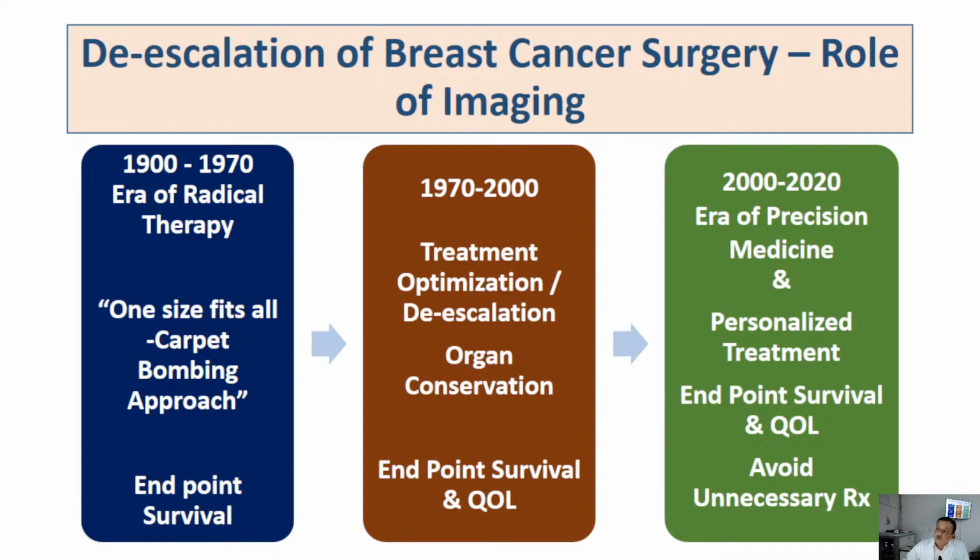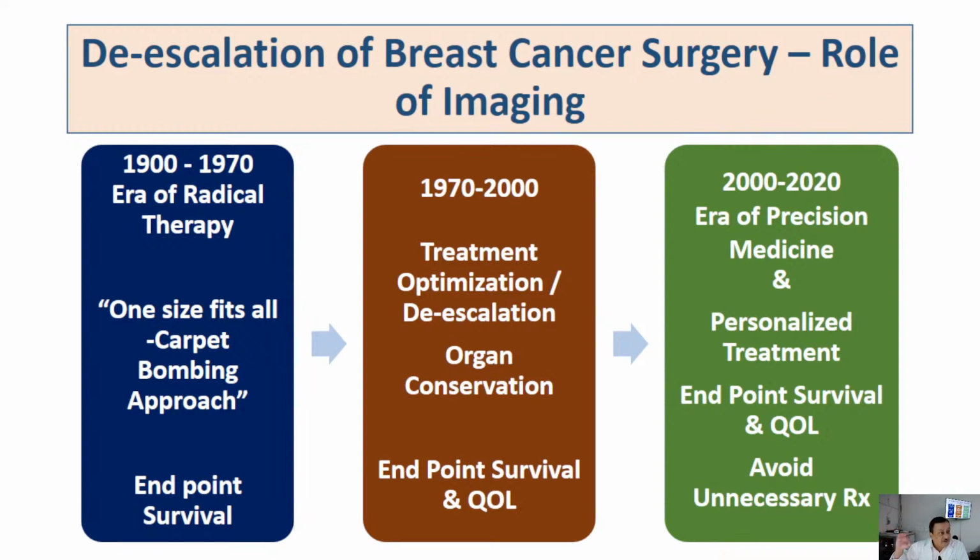Then slowly we moved to the era of treatment optimization. Then we have realized we are doing more damage, we are overtreating these patients. There's no need to do all these things. So in the next 30 years, we have entered the era of treatment optimization and de-escalations and organ conservations. So here the endpoint, apart from the quantity of life, quality of life is also one of the endpoints. So then we move to the era of precision medicine and personalized medicine. We are in that era right now.